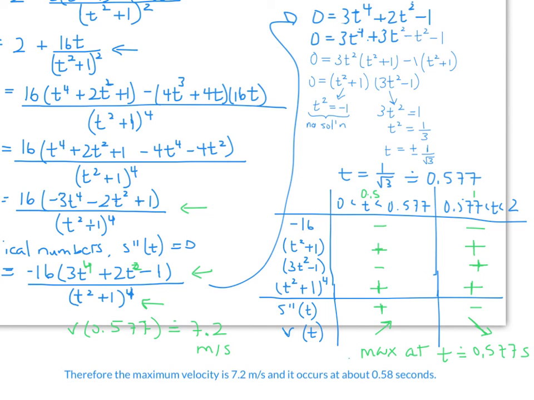Okay, and one other thing that I did before I did my therefore statement is that I actually calculated the velocity at that time, so I put that in my velocity function, which is that first derivative. So therefore, the maximum velocity is about 7.2 meters per second, and it occurs at about 0.58 seconds.